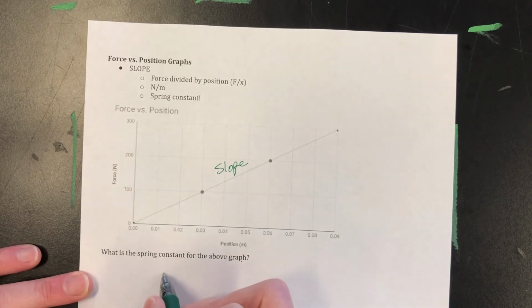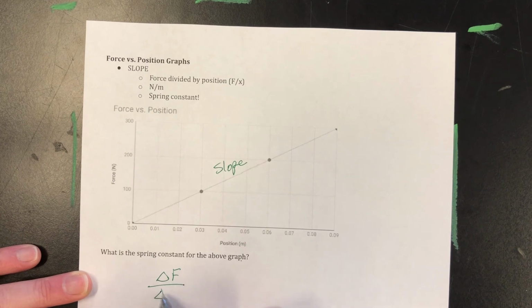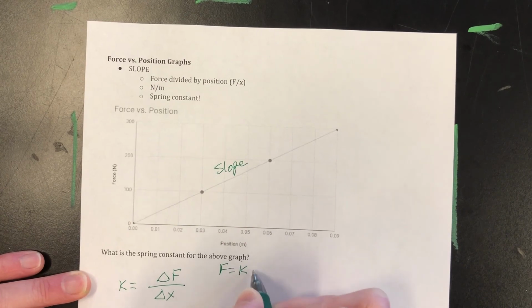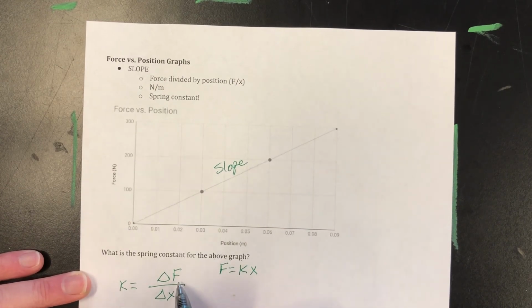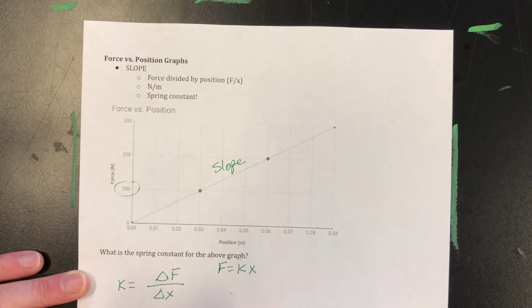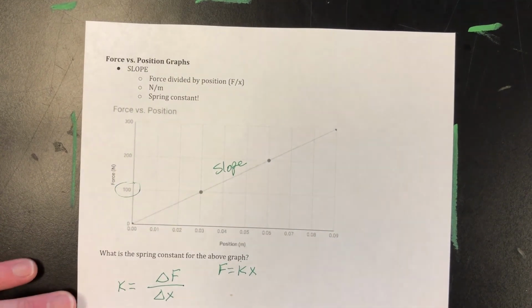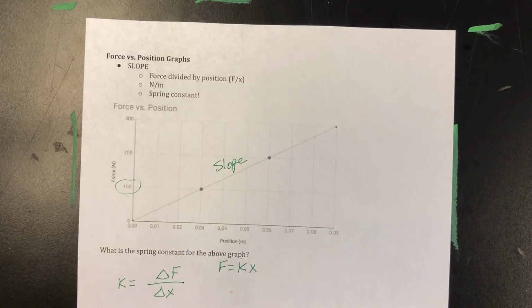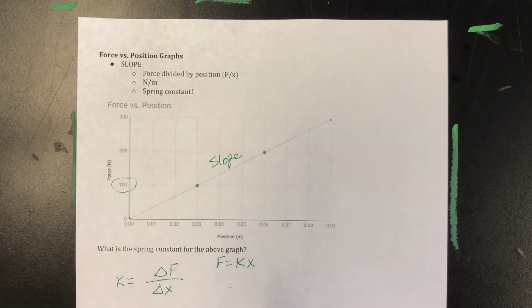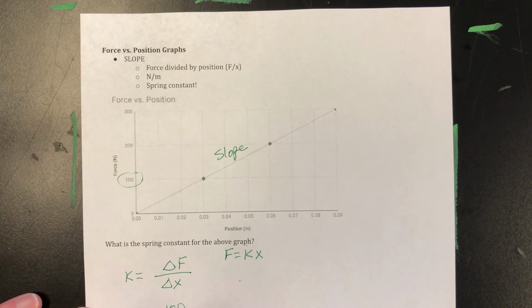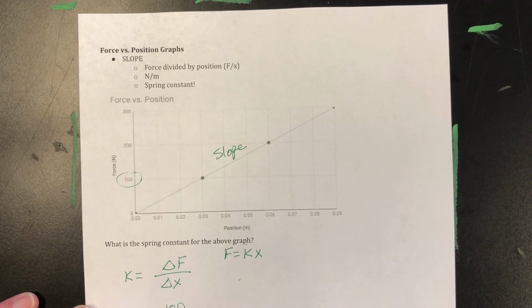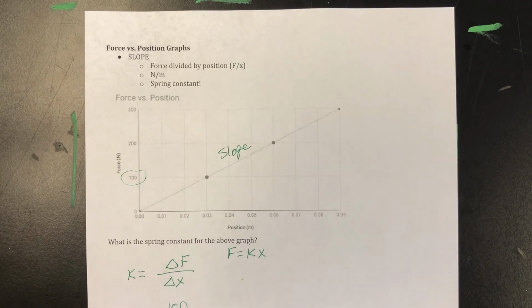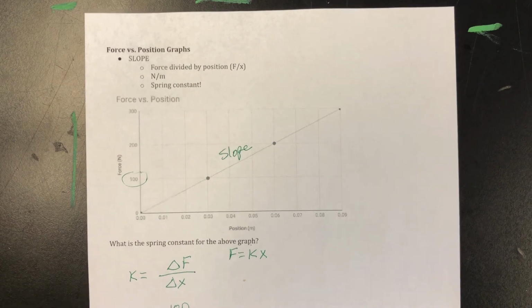So we want to do the change in the force over the change in the position. And remember, that's equal to k because F is equal to kx. So now we're going to take the change in force, let's do 100, and we're going to divide that by 0.03. And if you divide those two, you should end up with a k value of somewhere around 333.333 infinity, so we'll just call it 3,333 newtons per meter. So that would be the spring constant for this graph.